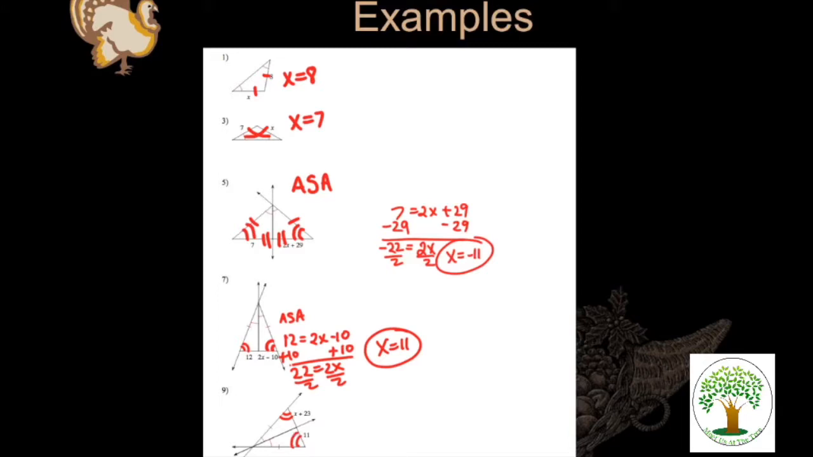Again, we have angle, side, angle. So these corresponding parts are equal. So we can set 11 equal to x plus 23. Subtract 23 from both sides, and x equals negative 12.